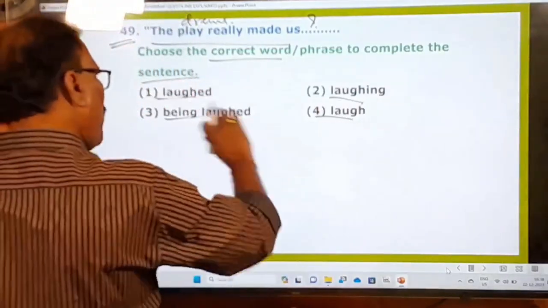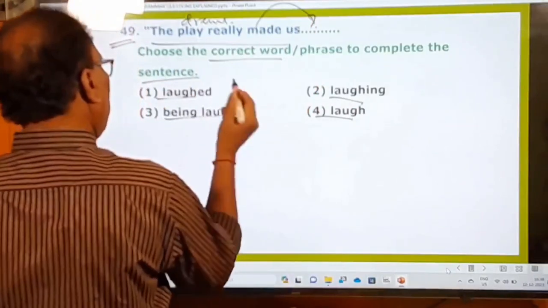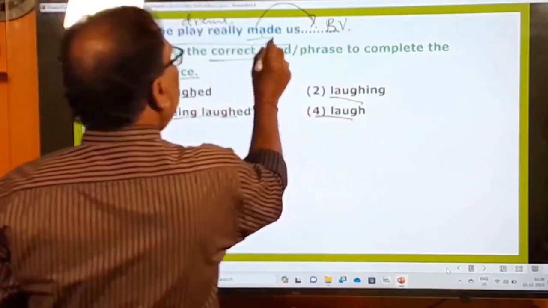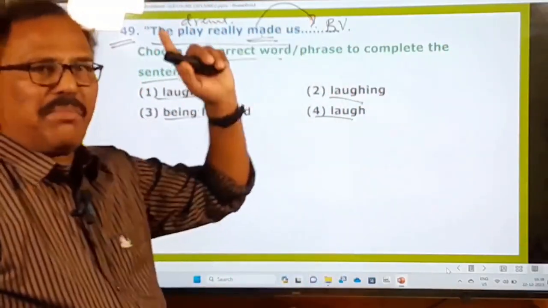So of these four options, after this make, we should not use any other verb except the base form verb. Okay, here made is there. Make, made, made, after these we have to use only the base form verb.